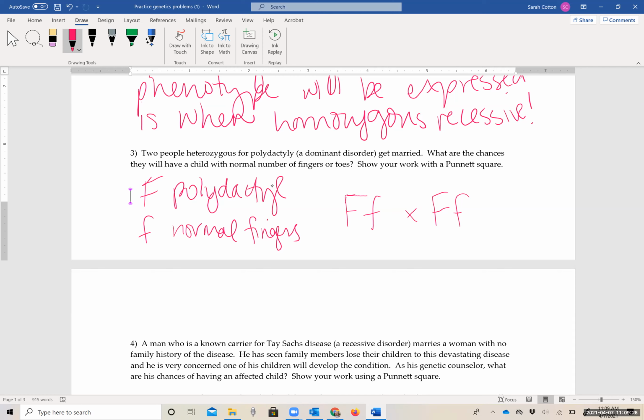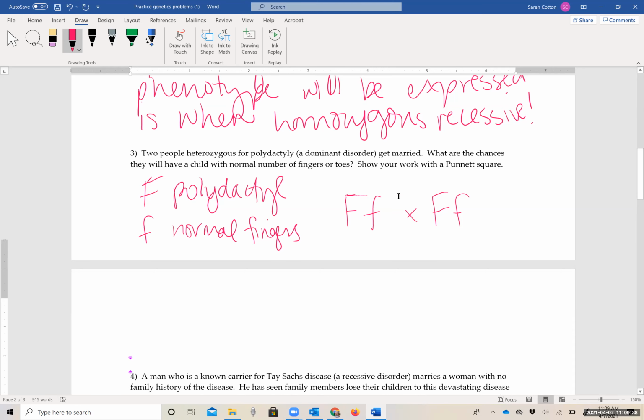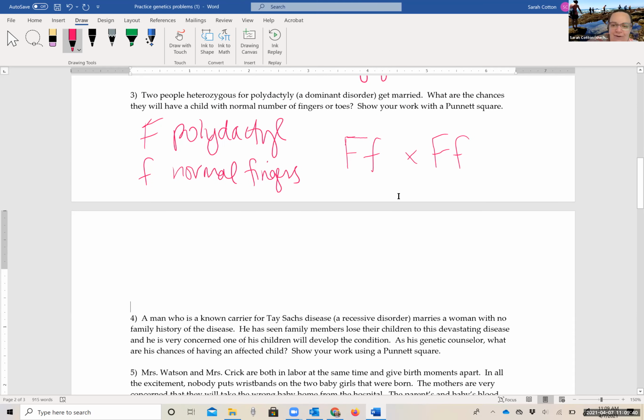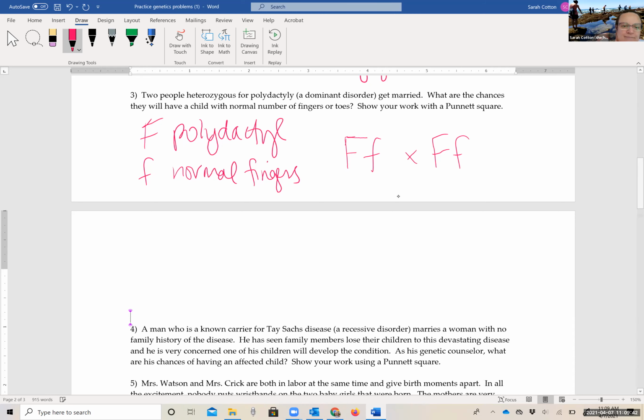Okay. They get married, they have babies. I want to know what the chances are that they will have a child with a normal number of fingers and toes. So don't we do a Punnett square for this one? We would. Okay. I need to give a little more space. Okay. Punnett square.